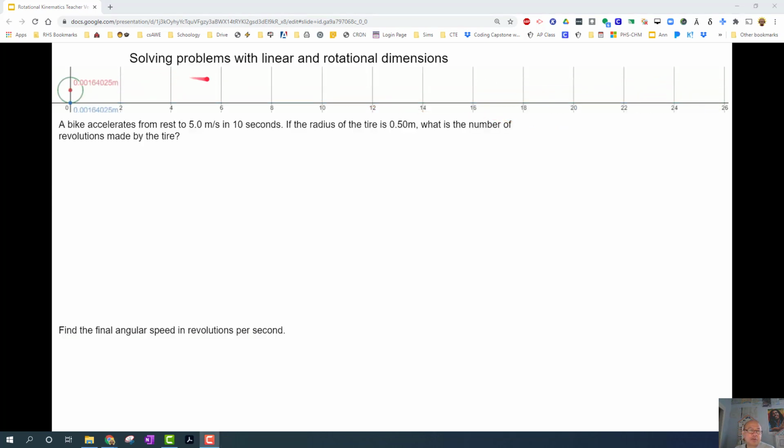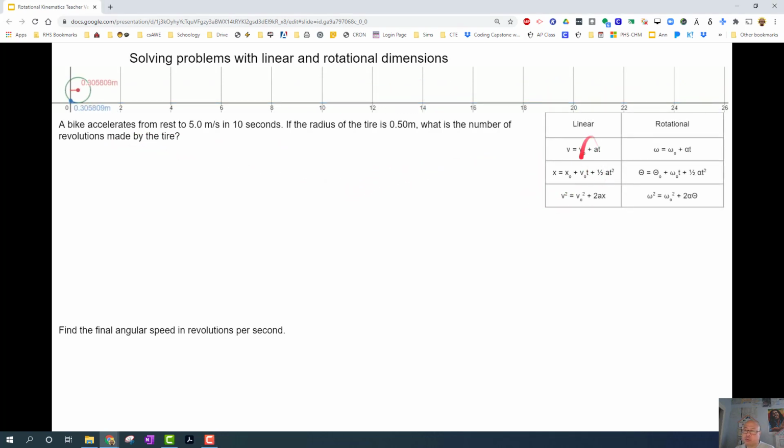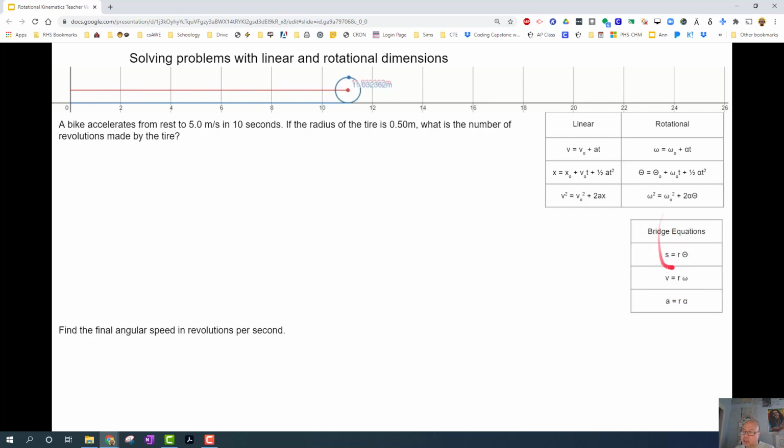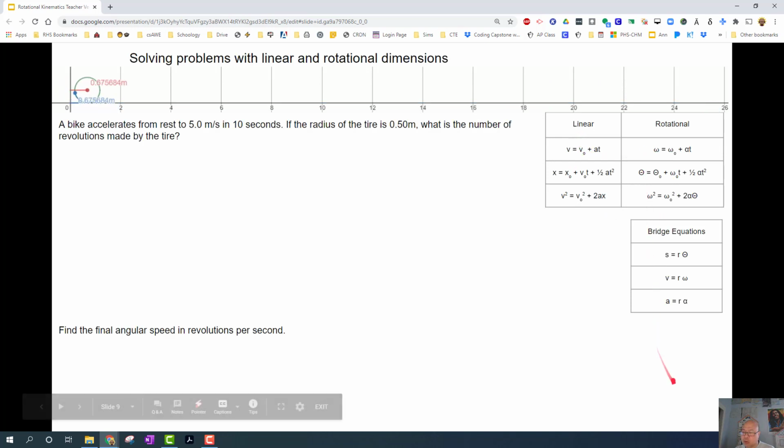Let's look at how to solve problems with linear and rotational dimensions. This bicycle wheel here is accelerating from rest to 5 meters per second in 10 seconds. If the radius of the tire is 0.5 meters, we're going to try to figure out the number of revolutions made by the tire. In order to do that, we need our linear and rotational kinematics equations. We also need these bridge equations that take us back and forth between linear and rotational quantities.